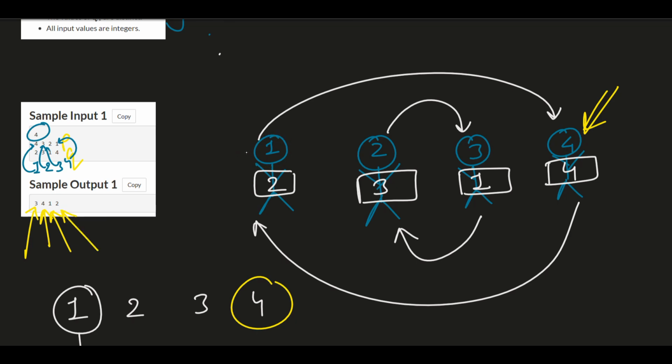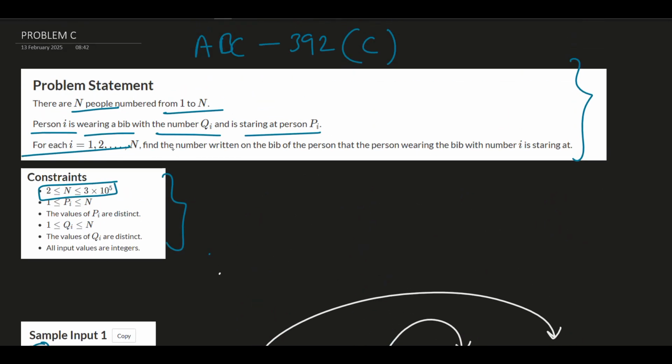So are you getting what the question is trying to say? I explained it in very simple terms. We need to find the number written on the bib of the person being stared at by the person wearing bib number i. So the person who is wearing bib number i and is staring at some other person, we need to find the bib of that person. All right, I hope the question is clear.